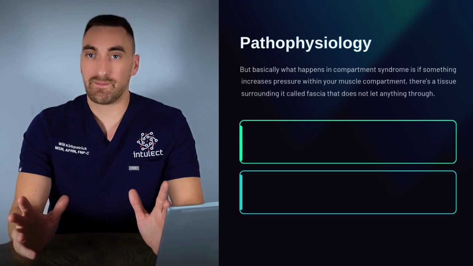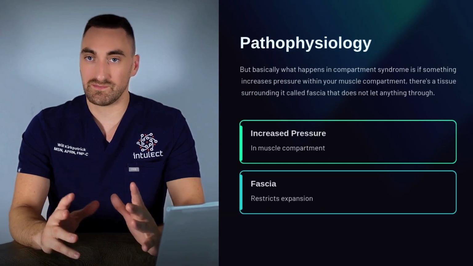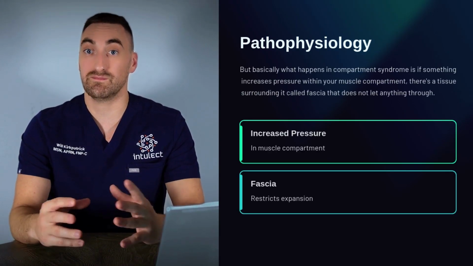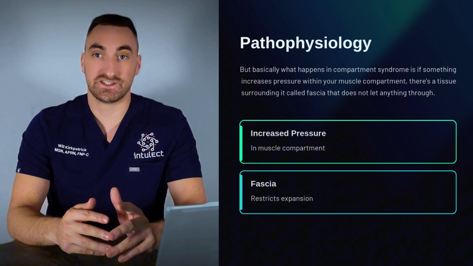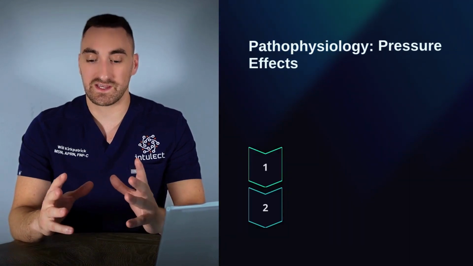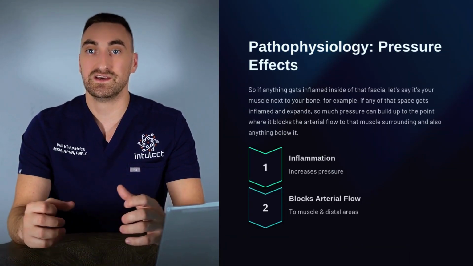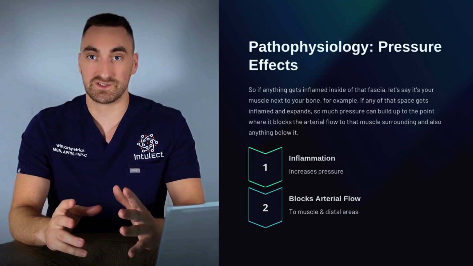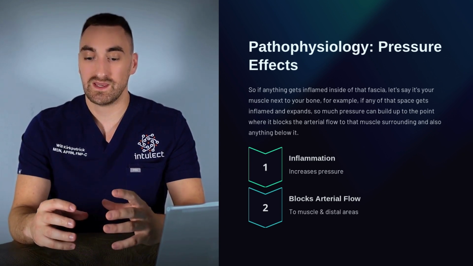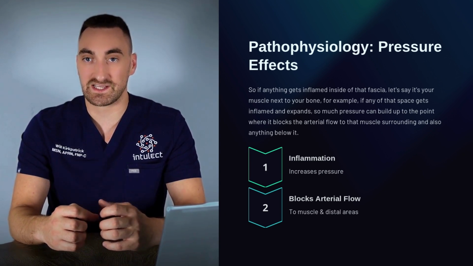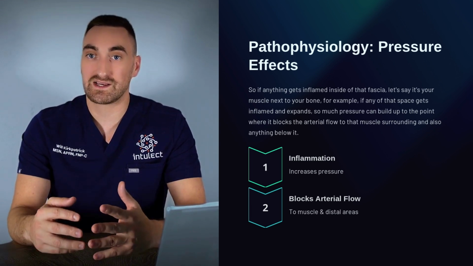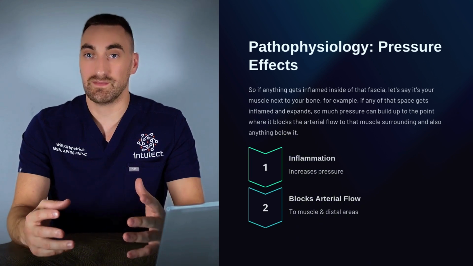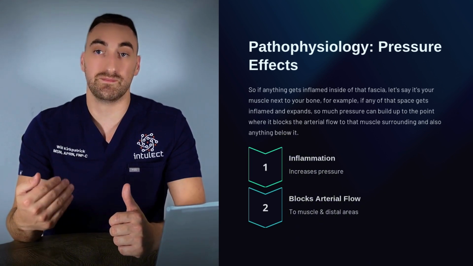But basically what happens in compartment syndrome is if something increases pressure within your muscle compartment, there's a tissue surrounding it called fascia that does not let anything through. So if anything gets inflamed inside of that fascia, let's say it's your muscle next to your bone, for example, if any of that space gets inflamed and expands, so much pressure can build up to the point where it blocks the arterial flow to that muscle surrounding and also anything below it.